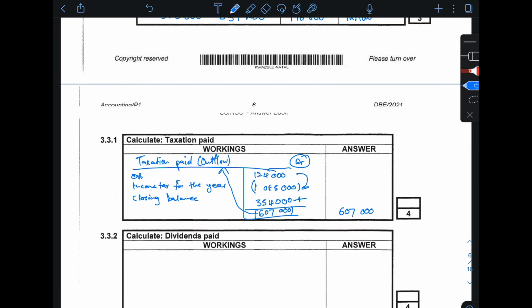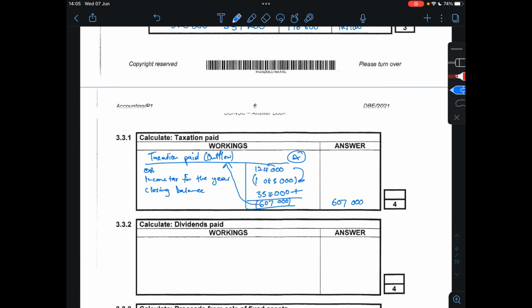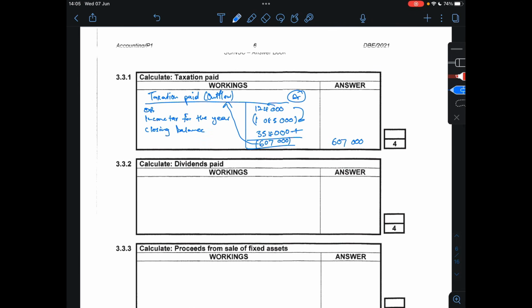An outflow. And then now we are moving to your dividends paid. So dividends paid, these are quite easy to deal with. Your dividends paid are always going to be your interim plus what you owed.